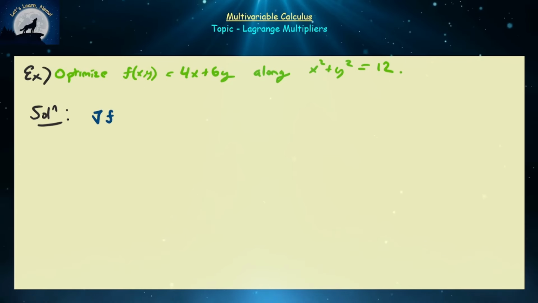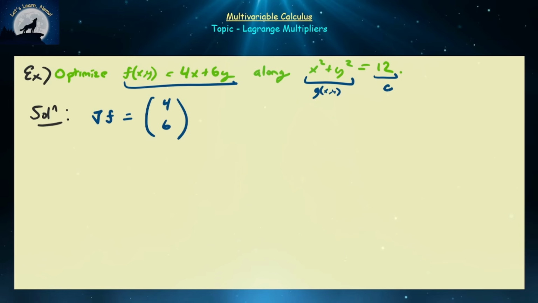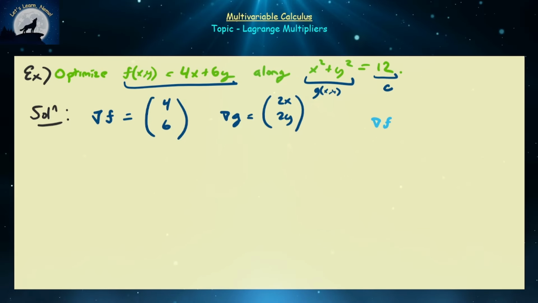So what is the gradient of our function f? The partial derivative of f with respect to x is going to be equal to 4, and the partial derivative of f with respect to y is going to be equal to 6. If we take this function here, this is going to be our g of x, y, and that's going to be equal to our constant c, which is going to generate our contour. Then the gradient of g is going to be equal to 2x and 2y. So this is going to give us a few equations once we represent it as gradient of f equal to lambda gradient of g.